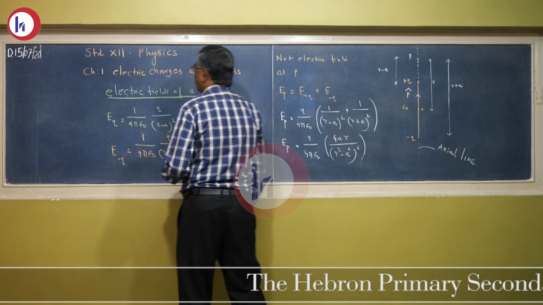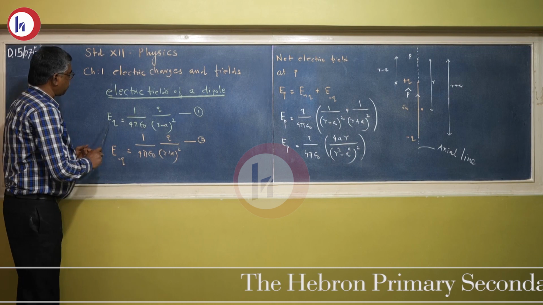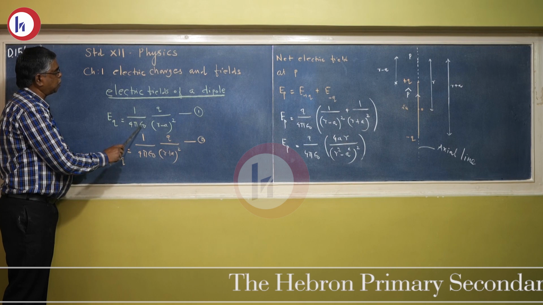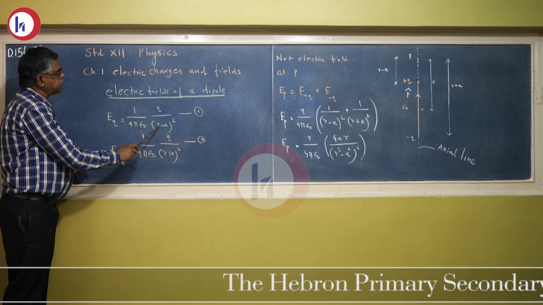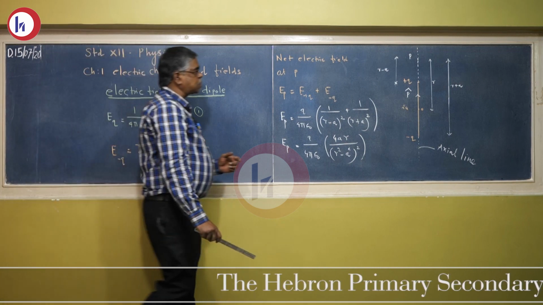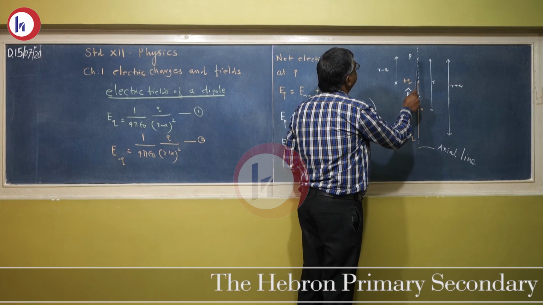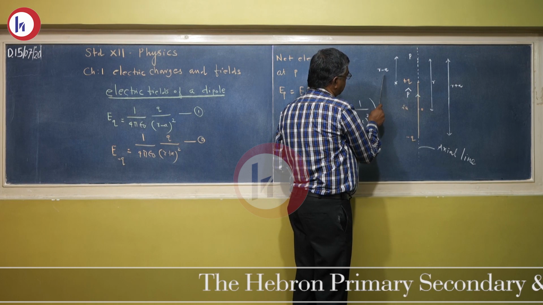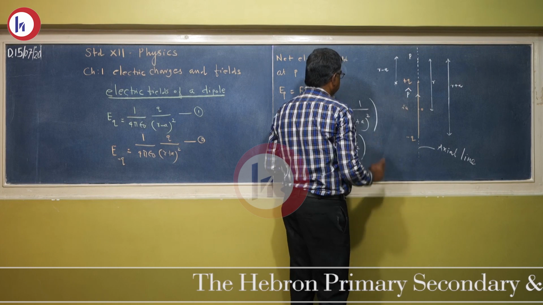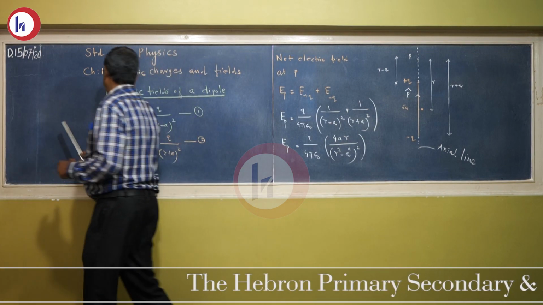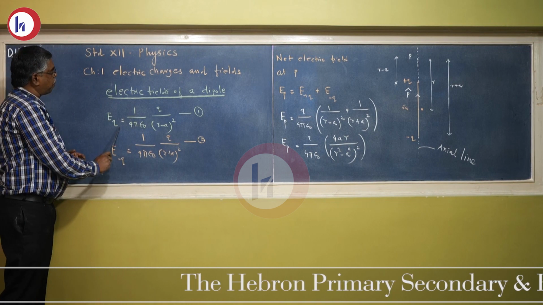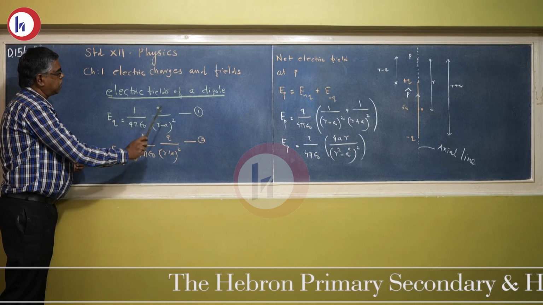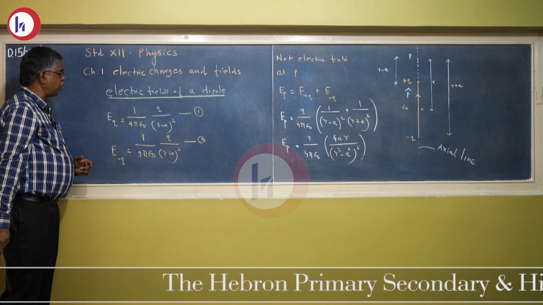The electric field due to the positive charge is given by E plus q equal to 1 upon 4 pi epsilon 0 into q upon (r minus a) whole square. The distance of point P from the positive charge is equal to r minus a. From the figure you come to know r minus a. Let this be equation number 1.